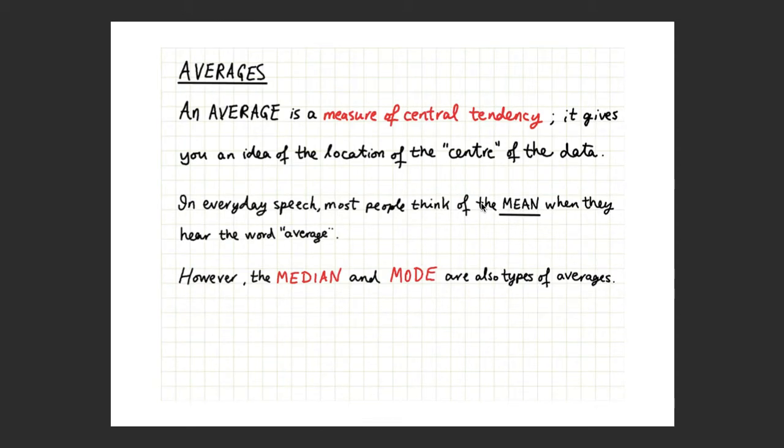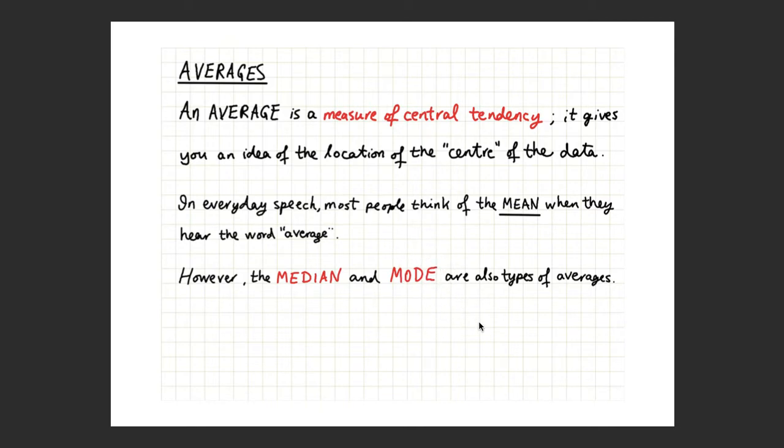Okay, talking briefly about averages. An average is a measure of central tendency. It gives you an idea of the location of the center of the data. In everyday speech, when you say the average of something, people are normally talking about the mean, the one where you add them all up and divide by how many there are. But there's also the median and the mode.